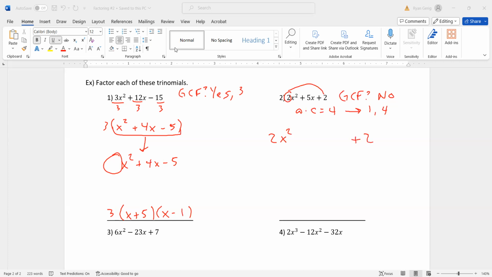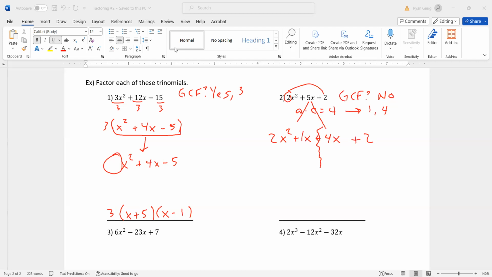All right, first term, last term stay the same. The middle term, I'm breaking it up into 1x and 4x. So there's my 4-term polynomial. I am now going to split it down the middle, and I'm going to find the GCF of each piece.